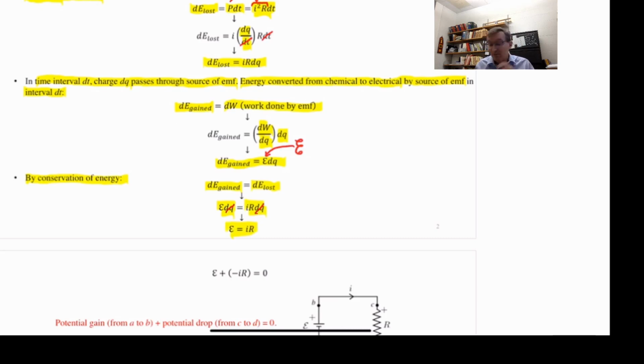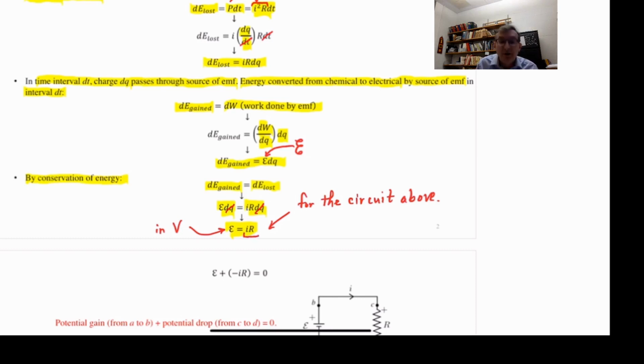Now, this is just for the circuit we looked at, the circuit above. That single loop circuit that had one source of EMF connected by conducting wires to one resistor. That's it. The EMF value in volts is equal to the current I through the resistor times its resistance.